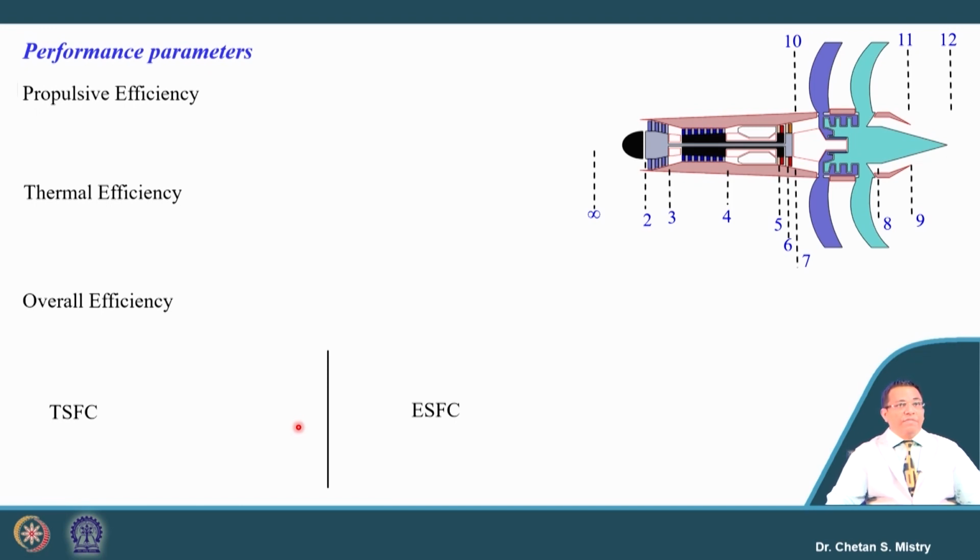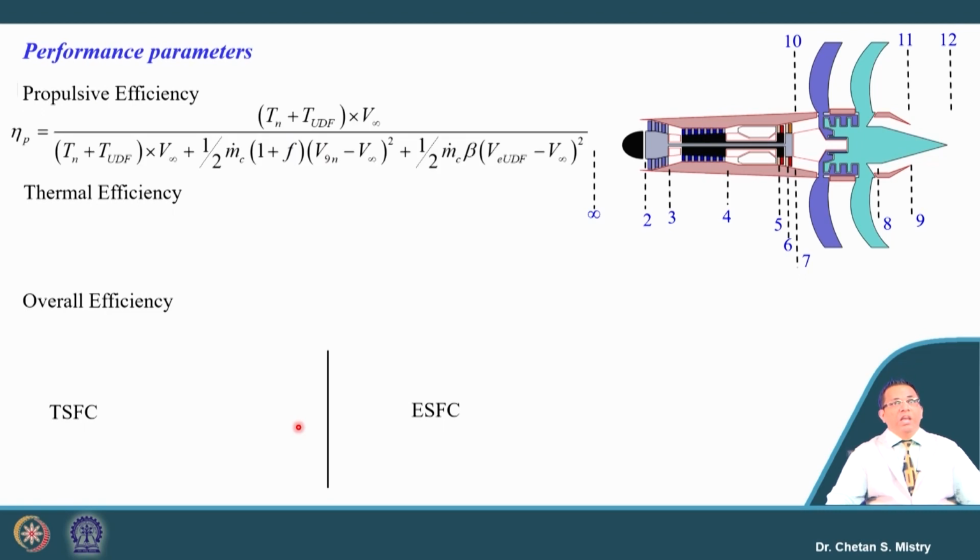Now, once we have all this information, we need to calculate our other important parameters, which are propulsive efficiency, thermal efficiency, overall efficiency, thrust specific fuel consumption, and equivalent specific fuel consumption. So, let us take the formulation for the propulsive efficiency. As we have discussed, this will be total thrust into V infinity.